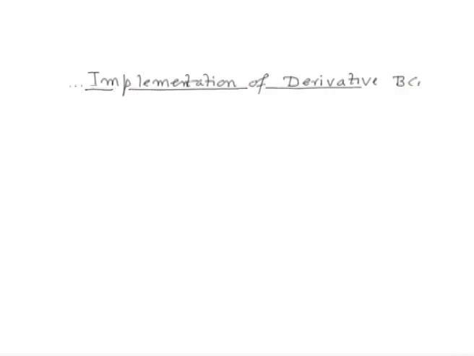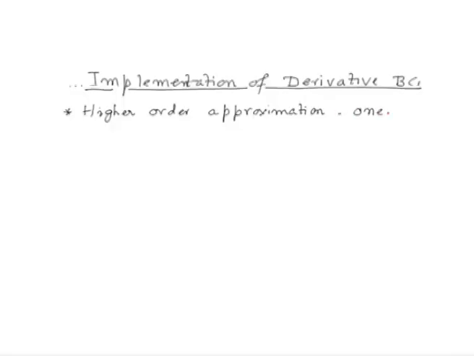Suppose you want to have better accuracy, then what do we do? We have to involve more grid points. So, implementation of derivative boundary conditions. Now let's say we want a higher order approximation. Once again, one thing is clear: we have to use values at only one side, so we need a one-sided difference approximation.